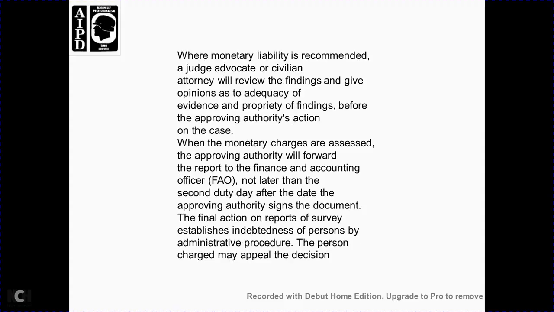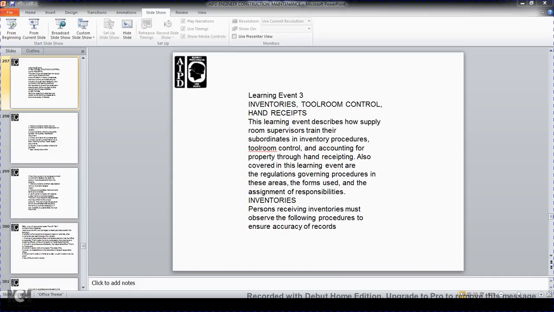When monetary liability is recommended, the judge advocate or a civilian attorney will review the findings for the adequacy of evidence before the approving authority takes action. In the case of a mandatory charge, except for the approving authority, the report will be forwarded to the finance and accounting officer no later than the second duty day after the day the approving authority signed the document of final action. This report of survey establishes the indebtedness of the person by administrative procedure, and the person charged may appeal the decision.